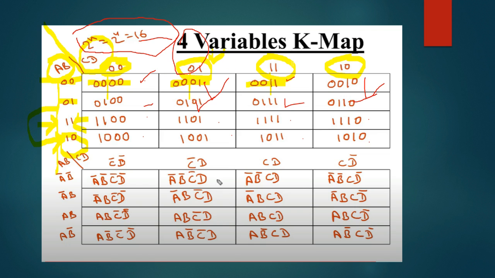1 1 is coming from CD. The same goes for this one as well. 0 0 is coming from AB. This 1 0 is coming from CD. Fine. This is how it goes.